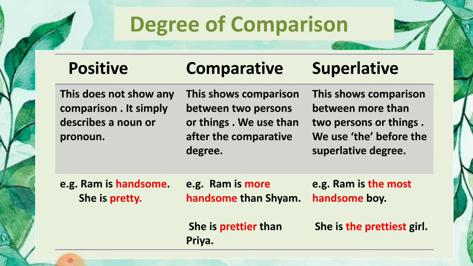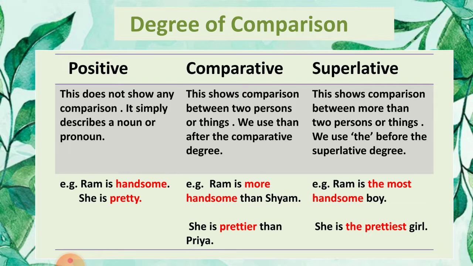The example for positive degree is: Ram is handsome, she is pretty. Now, in these two sentences, handsome and pretty are adjectives and they are in positive degree. They only describe the boy Ram or the girl. Okay, so there is no comparison here.